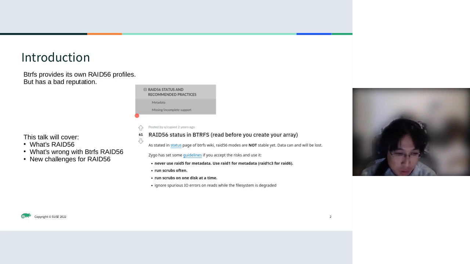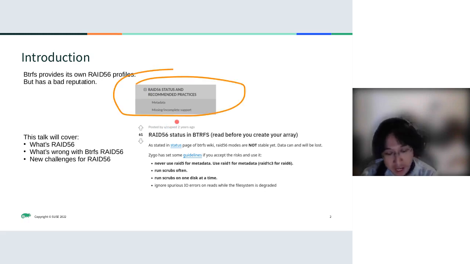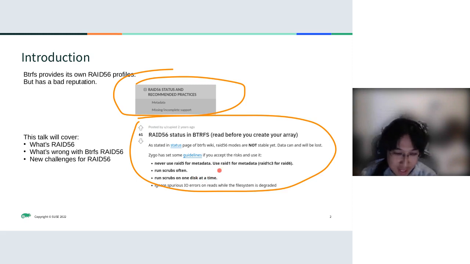If you just Google something like Btrfs RAID56, you can find these two things. The first is from our man page. We have online documentation for our man page, and it has a dedicated section for RAID56, so you can guess what is going wrong. And furthermore, there is a post on Reddit, and you can see there are a lot of related problems.